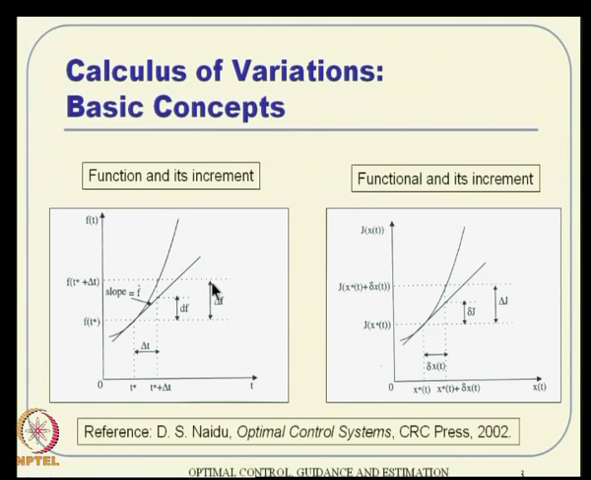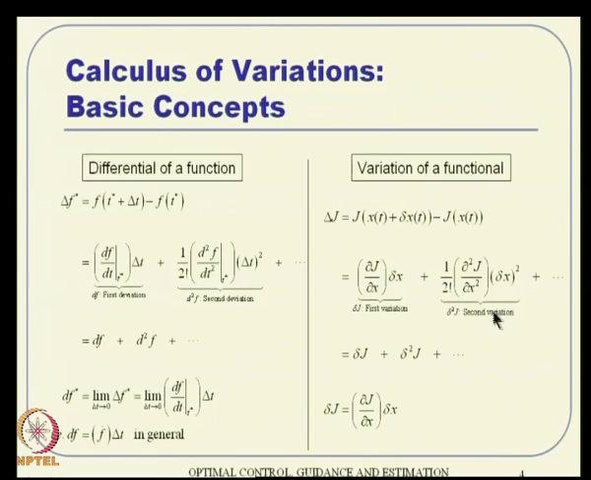Then we discussed that the increment of a function, delta f, is approximated as df. Similarly, the increment delta J is approximated as delta J, a slight notational change, just to make sure that these are variations. Then we discussed the differential of a function and the variation of a functional, and we carried out this algebra, and using the Taylor series we landed at this kind of expression for delta f. When delta t goes to 0, we end up with something like df. In general you can say df is f dot into delta t basically.